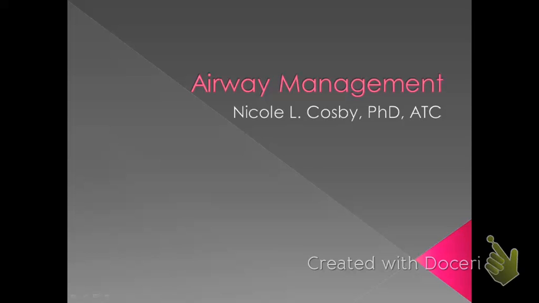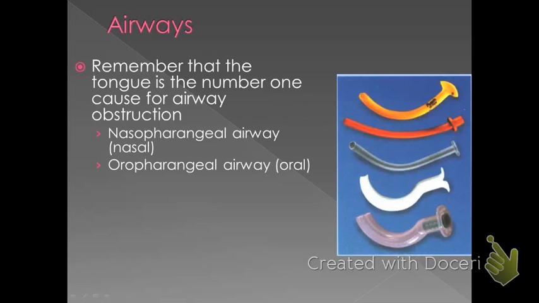And so to segue into that, we'll start talking about different airway management techniques. So if you will recall, I said that the number one cause for an airway obstruction was the tongue, right? And so one of the biggest things when a patient is unconscious is that the tongue becomes relaxed and it falls into the posterior portion of the throat, specifically into the pharynx, right? And so we have two different components to the pharynx. We have the nasal pharynx and we have the oral pharynx.